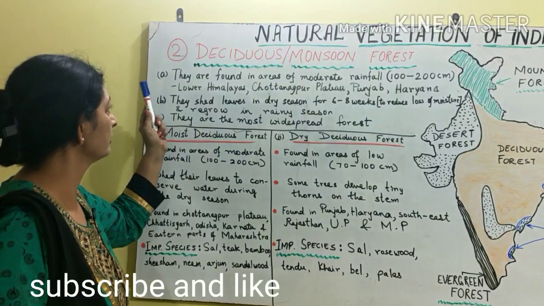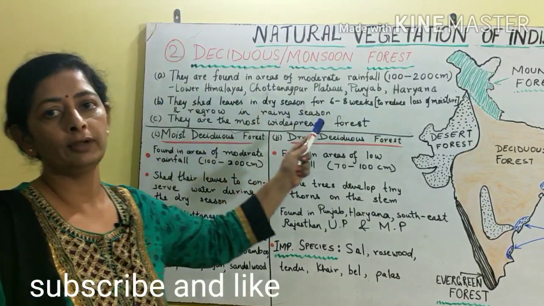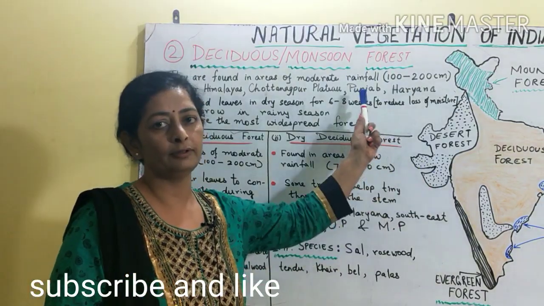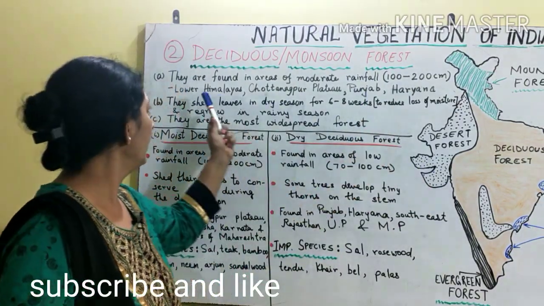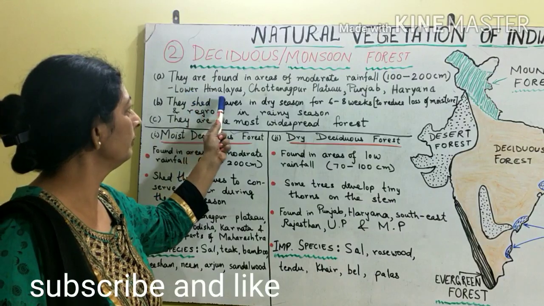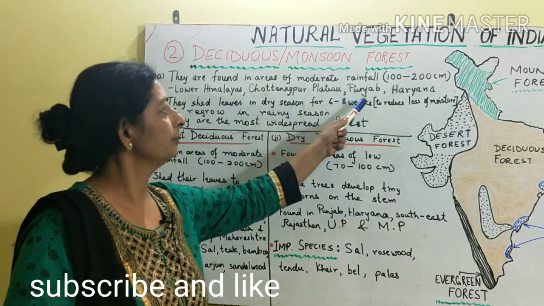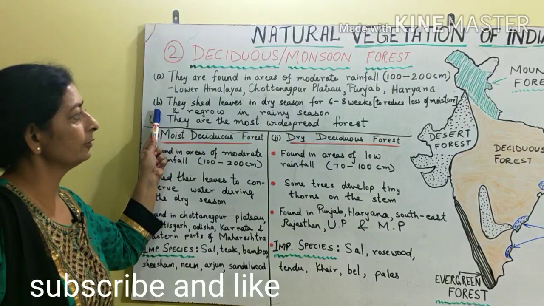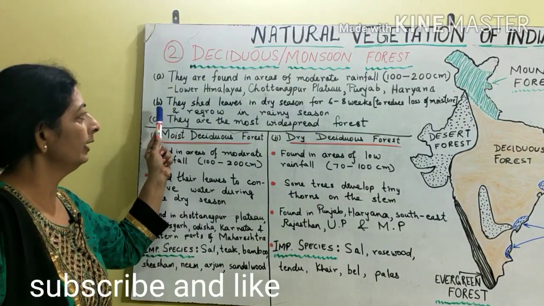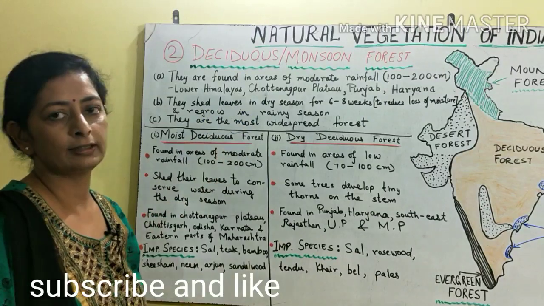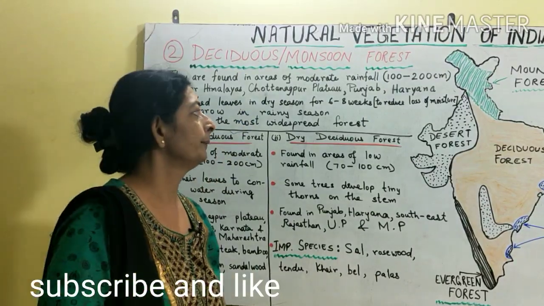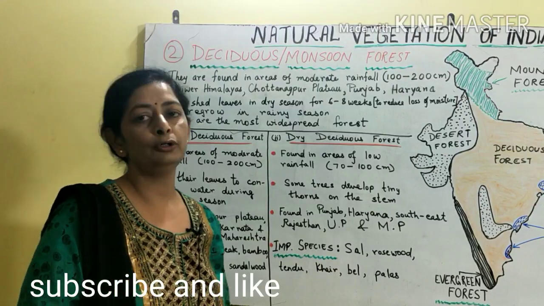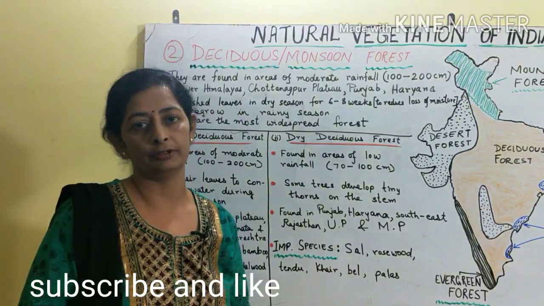The first characteristic is that they are found in areas of moderate rainfall, that is between 100 to 200 centimeter of rainfall, and the regions are Lower Himalayas, Chota Nagpur Plateau, Punjab and Haryana. Another important characteristic of these forests is that they shed leaves in the dry season for 6 to 8 weeks. Why do they do so? Because this is done in order to reduce the loss of moisture.